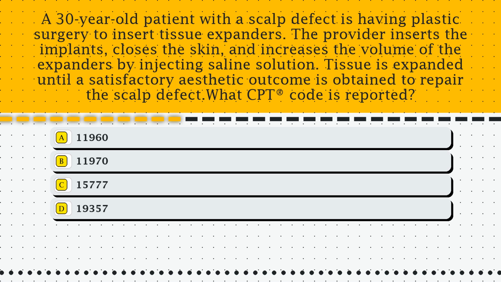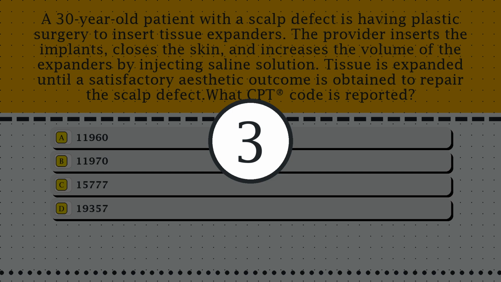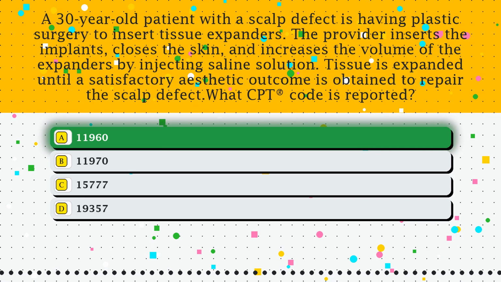Option A, 11960. Option B, 11970. Option C, 15777. Option D, 19357. The correct answer is option A, 11960.